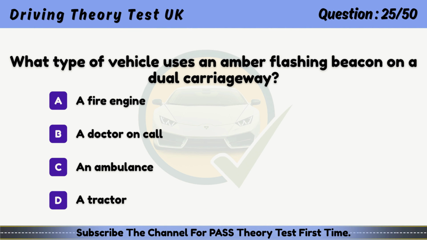Question 25. What type of vehicle uses an amber flashing beacon on a dual carriageway? Option A. A fire engine. B. A doctor on call. C. An ambulance. D. A tractor.